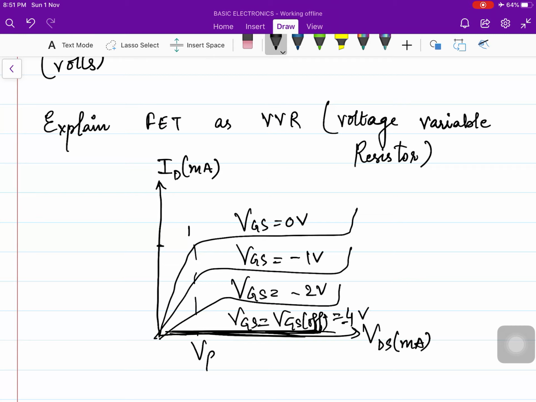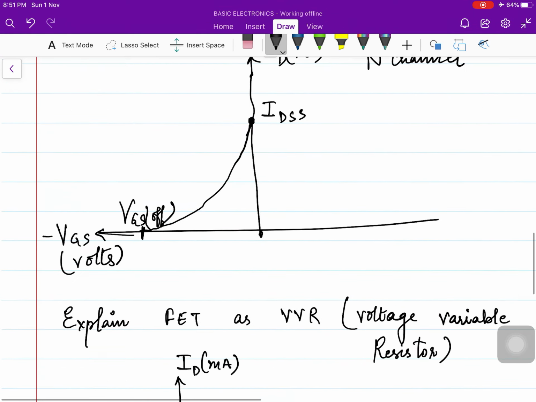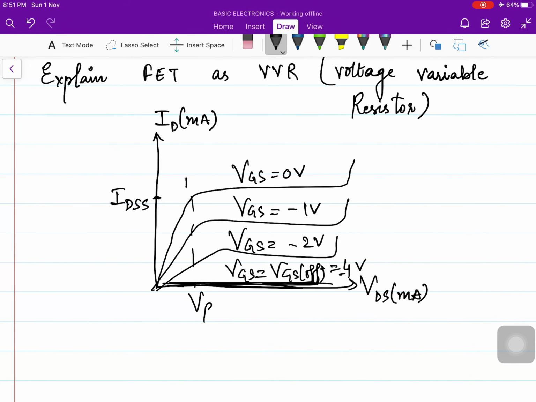Alright, this is VP and the current here is IDSS. I think I have forgotten to represent IDSS here. Here is IDSS. So why is FET a voltage variable resistor? As you can see, the region to the left of VP is the ohmic region. That means it follows Ohm's law.